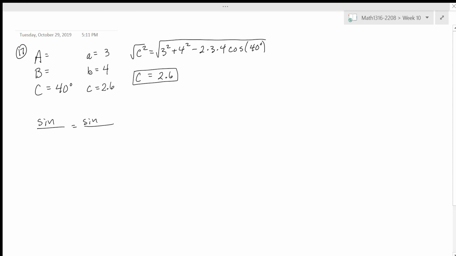Because y'all seem to be hell-bent on using the law of sines, I'm going to let you, but I'm going to put training wheels on and make sure you don't crash. We're not going to find angle B first. We're going to find angle A first. So sine of 40 over 2.6 equals sine of A over 3. Then we cross multiply and divide: 2.6 sine A equals 3 sine 40. Divide both sides by 2.6.